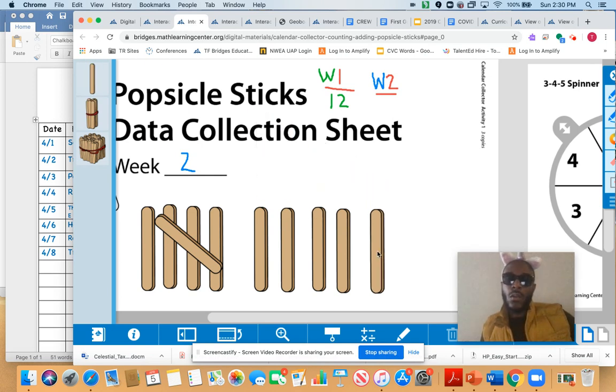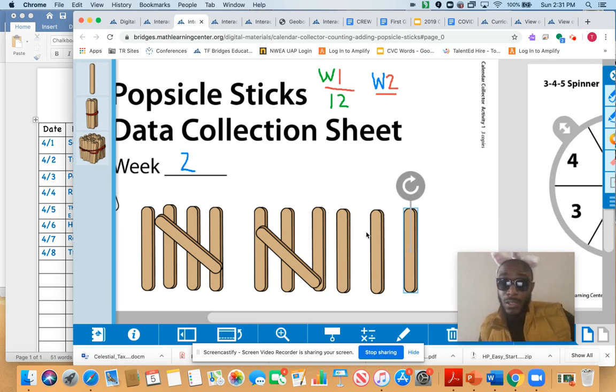So I'm going to go 1. I'm going to turn over 1. Add 3 more because we spun 3. 2, 3. Based on the popsicles that you see below, remember we added 3 popsicle sticks. 1, 2, 3, based on what we spun. I want you to look and see, what can we do with our popsicles now that we have all of our popsicles on the sheet?